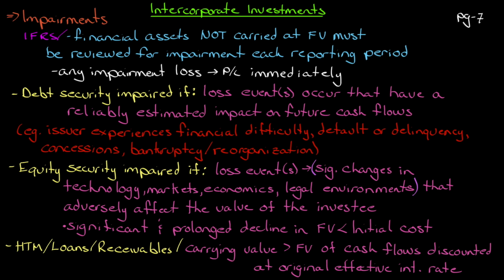An equity security is impaired if loss events occur that adversely affect the value of the investee. So some particular loss events could be significant changes in technology, changes in markets, the economics of the business, or even the legal environment. It's basically a significant and prolonged decline in fair value below the initial cost. Held to maturity, loans and receivables, this is debt now, is impaired if the carrying value is greater than the fair value of the cash flows discounted at the original effective interest rate.